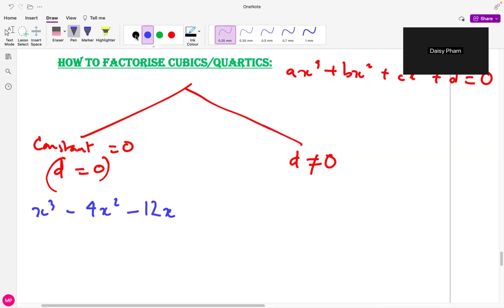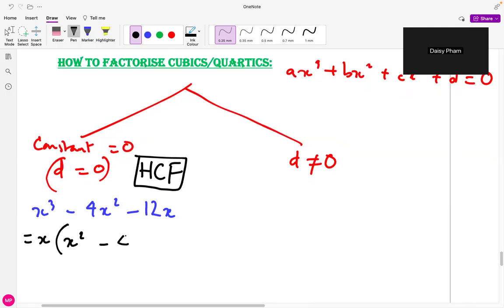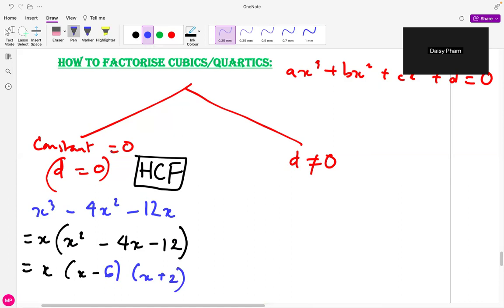So the best way to factorize here is taking out the highest common factor. What's the highest common factor here? We take x as a common factor. So you're left with x squared minus 4x minus 12, which you end up having x and then x minus 2 numbers that multiply to give minus 12 and add to minus 4, which is minus 6 and plus 2, like that. So if the constant equals 0, just take out the highest common factor.